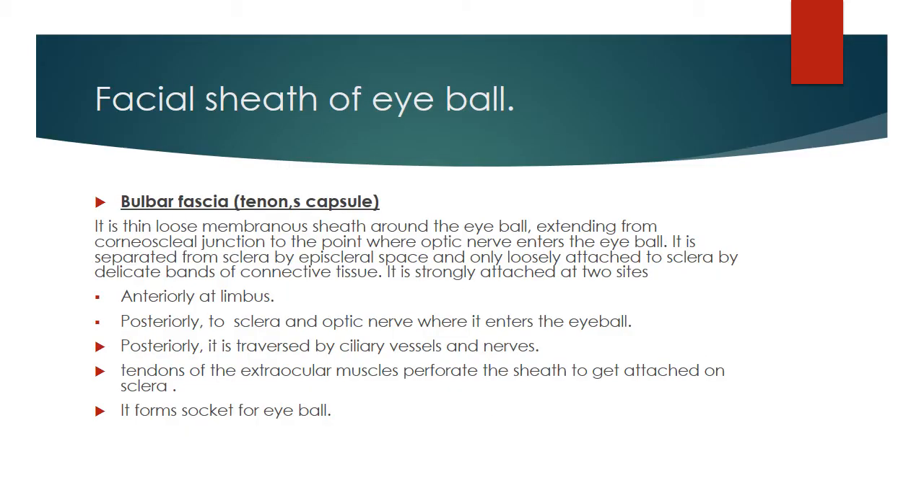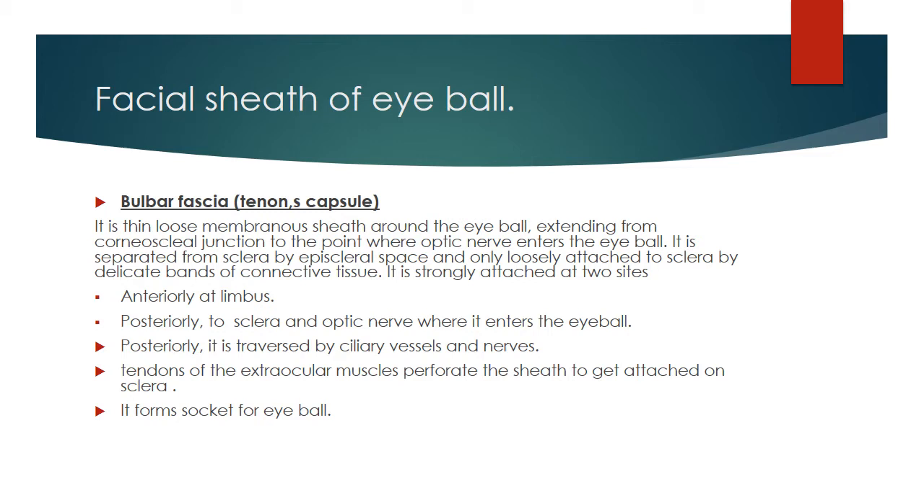Next is the fascial sheath of the eyeball, which surrounds the eyeball. It is called bulbar fascia or tendinous capsule. It is a loose membranous sheath around the eyeball. It extends anteriorly from the corneoscleral junction to the point where the optic nerve enters the eyeball posteriorly. It is separated from the sclera by a space called the episcleral space and only loosely attached to the sclera by delicate bands of connective tissue.